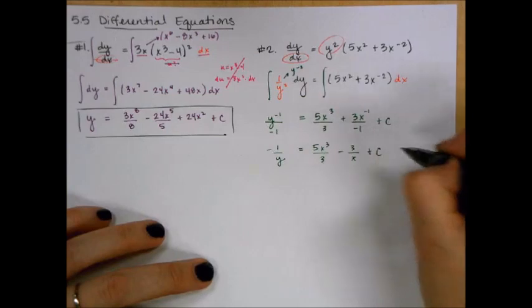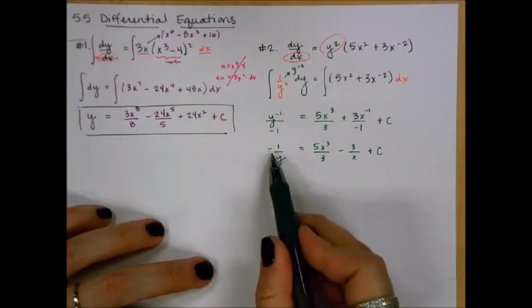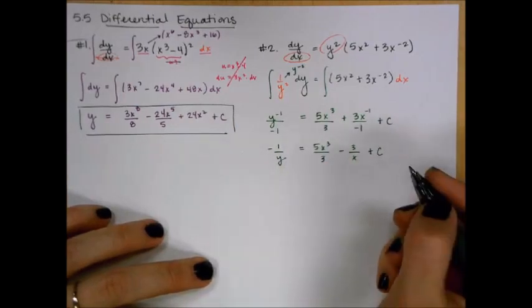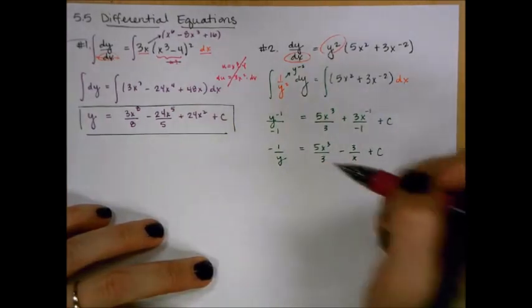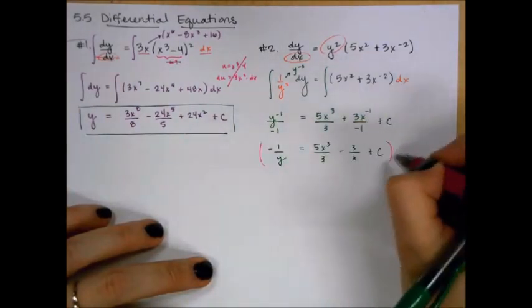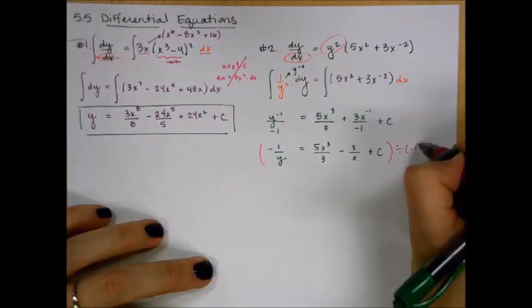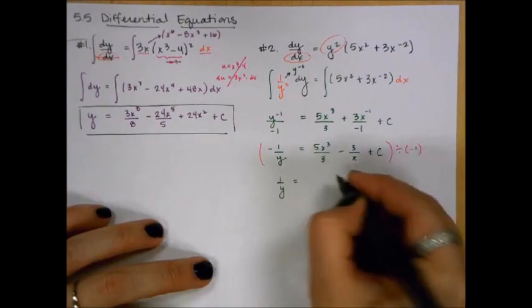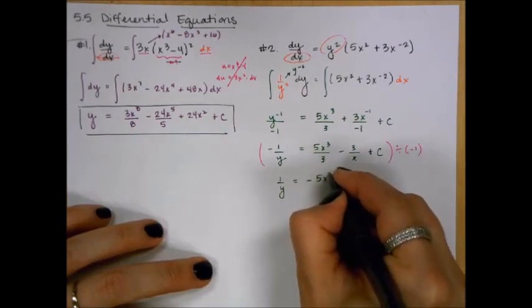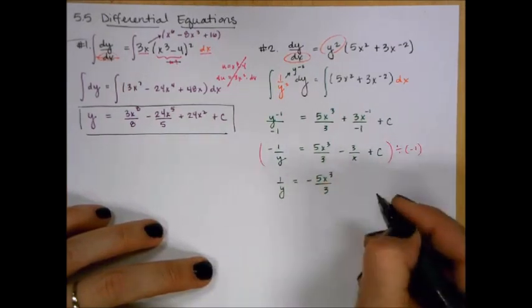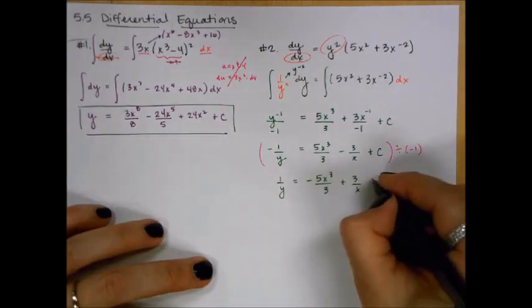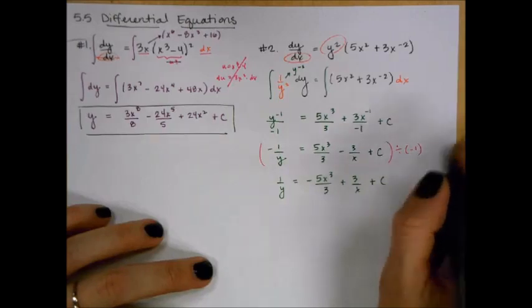So now I'd like to divide this negative over. Okay, in dividing the negative to the other side, so maybe I'll write this down. Divide by the -1. We end up with 1 over y equals -5x cubed divided by 3 plus 3 over x plus c. And this is what gets most people.